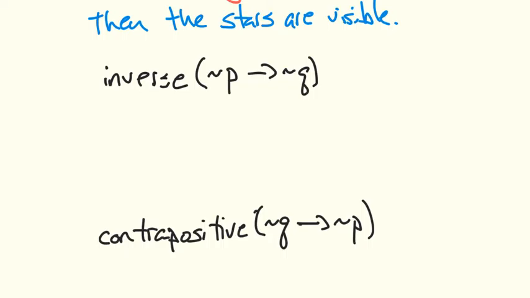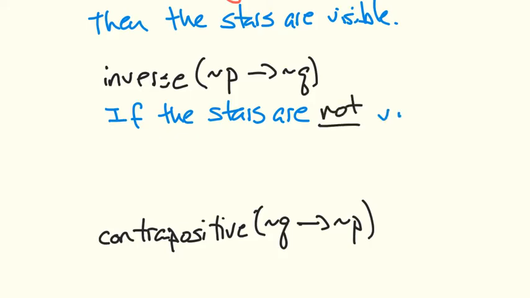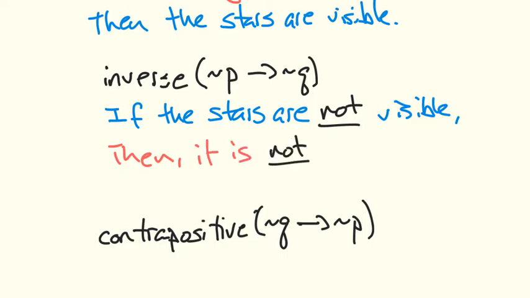We would have: if the stars are not visible, then it is not night. So again, it's in the same order as the original. If the stars are visible, then it is night, except in this case, for the inverse, we've just added not to both the hypothesis and the conclusion.